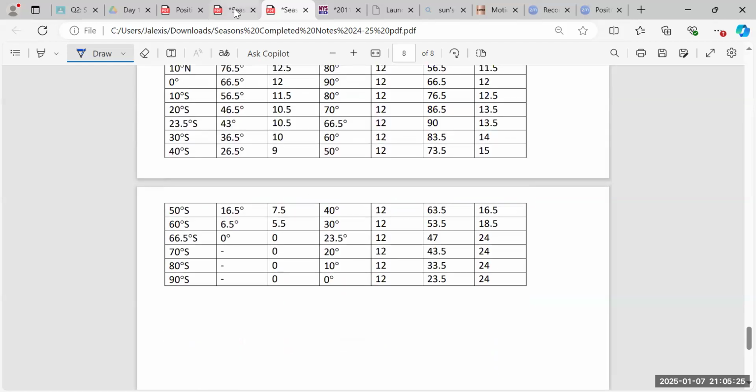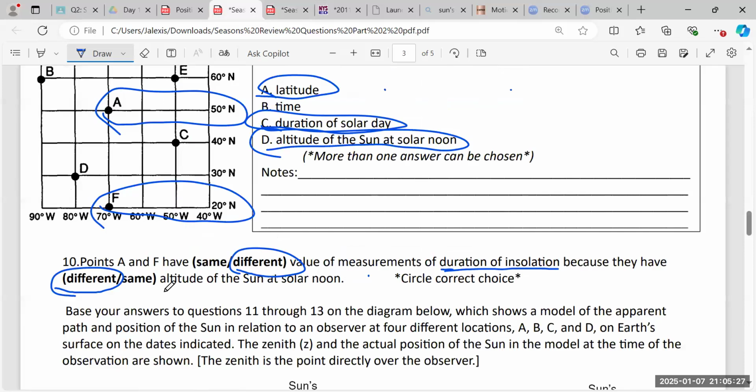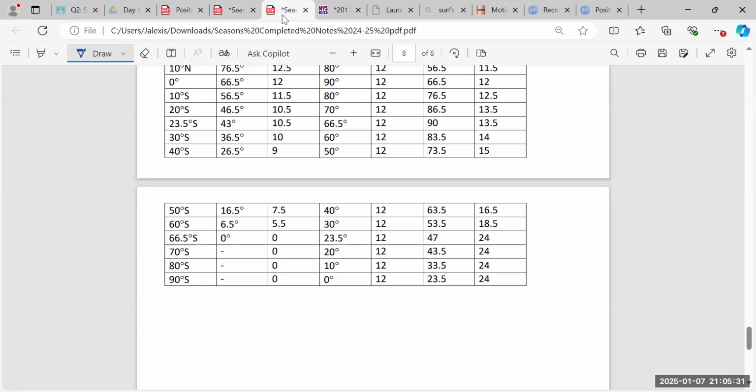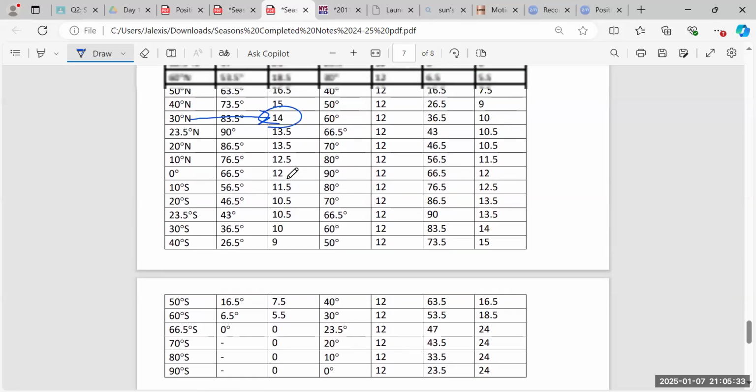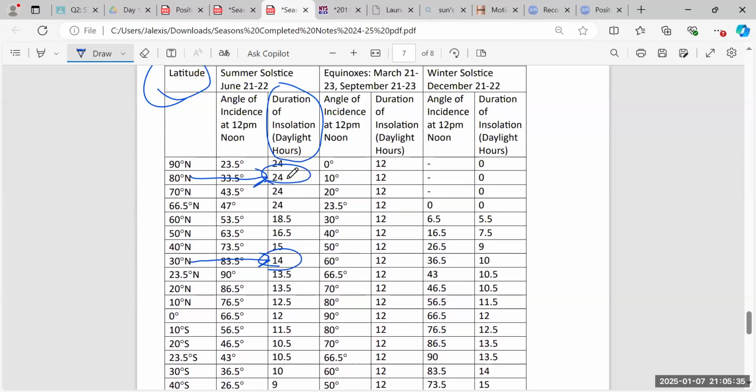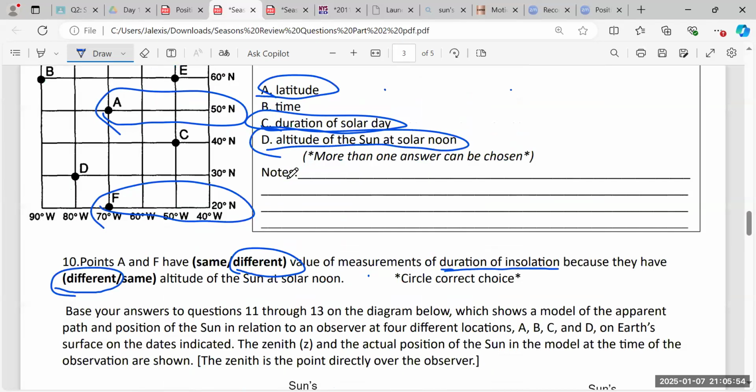the altitude of the sun at solar noon. Take a look. Your latitude changes, and look at your angles. The sun's angle at 12 p.m. noon also changes. All right. So that's something to keep in mind as well.